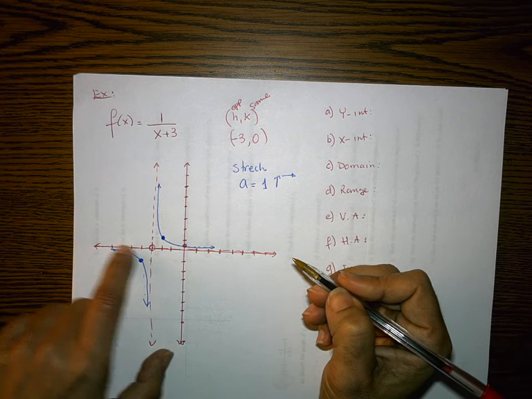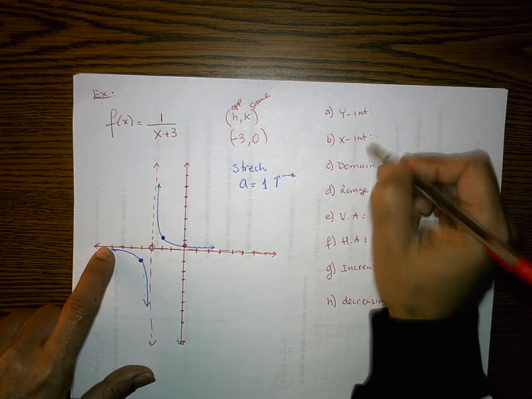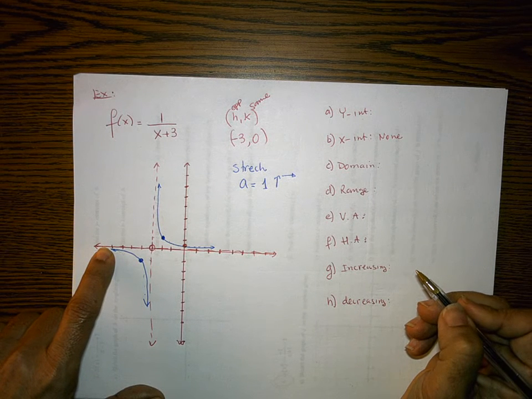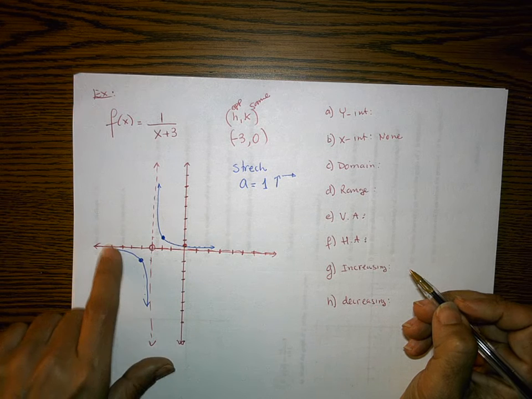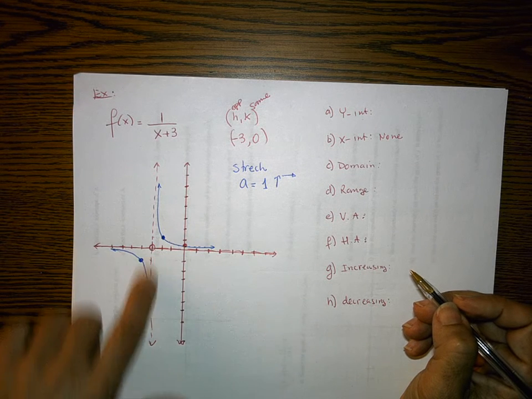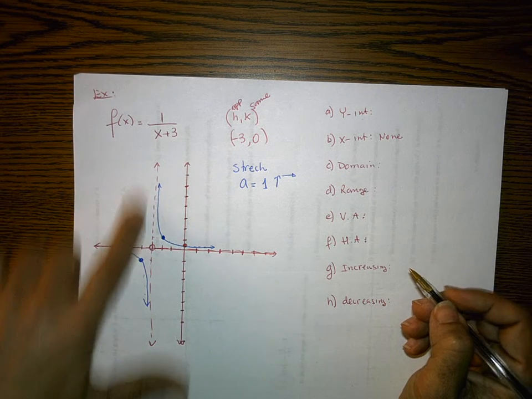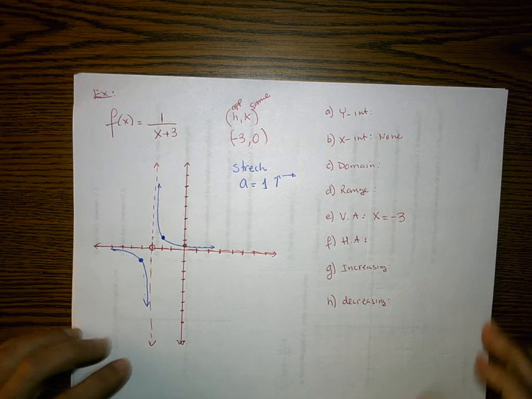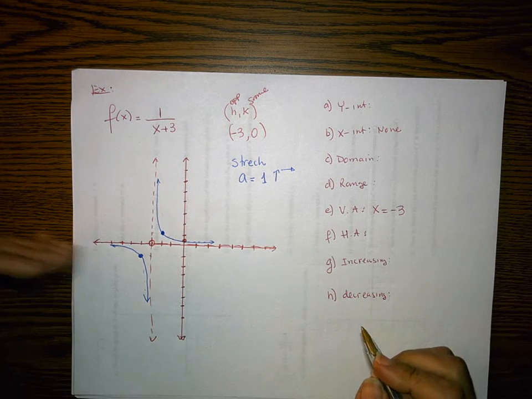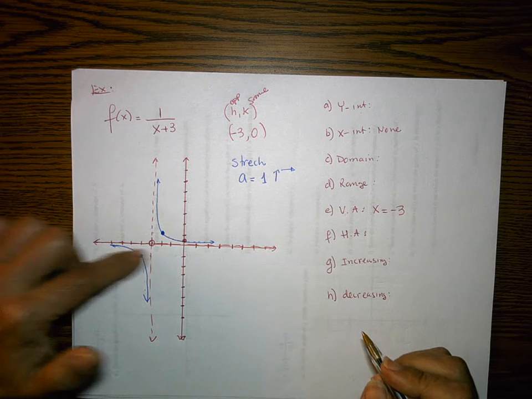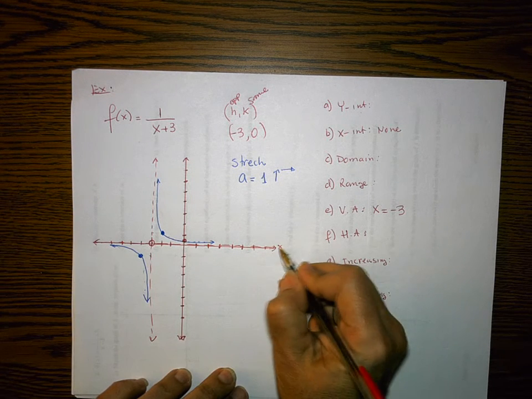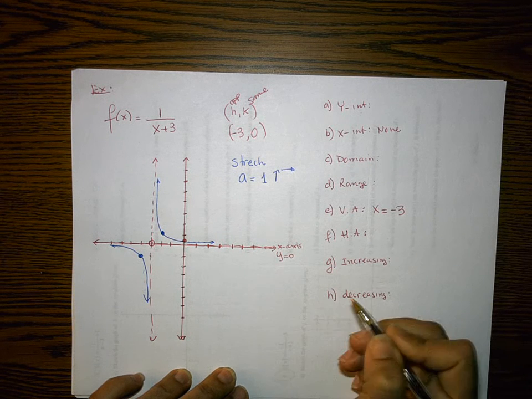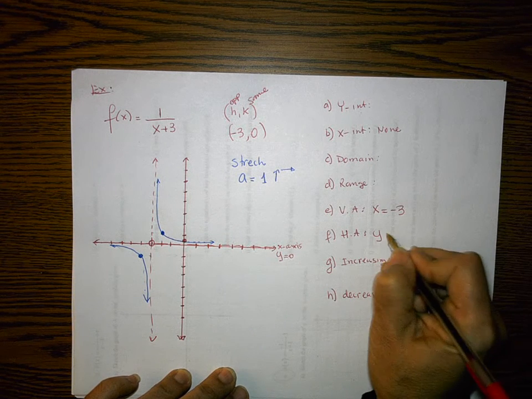I never touch the x-axis, so I don't have an x-intercept. So I'm going to write none. Okay? And then I also see that I have a vertical asymptote right here, this x equals -3 line. So x equals -3 is my vertical asymptote. My horizontal asymptote is the x-axis, and students forget this, the x-axis is the y equals 0 line. Okay, so my horizontal asymptote is y equals 0.